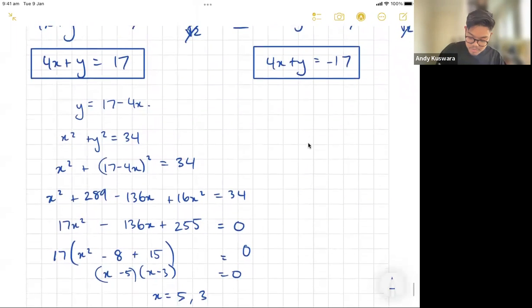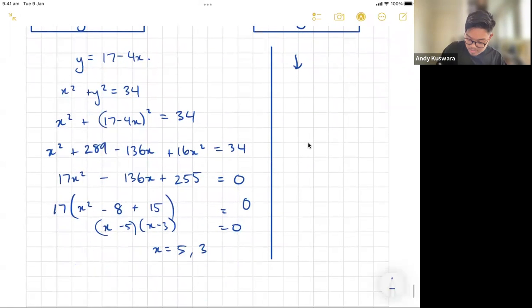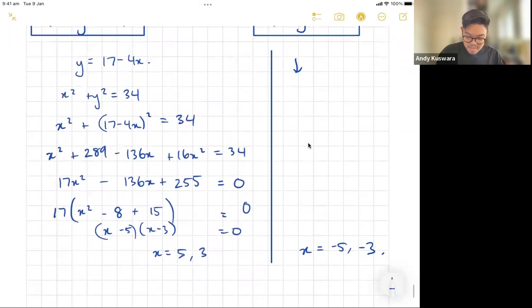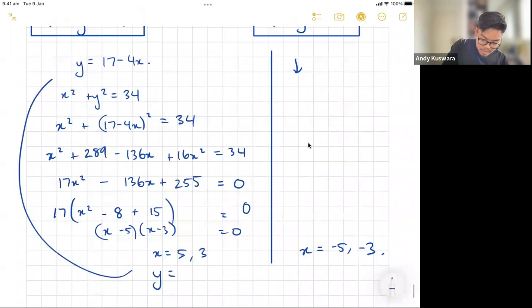Now going from this side here, I'll let you go through the long way, but I know it gives you x equals negative 5 and negative 3. And then once you find your x values, the way that you find your y is you can substitute it back into that one here. So 17, take away 4 times 5. That gives you minus 3. And then if it was 17, take away 4 times 3, which is 12, it'll be 5. So these are going to be these two.